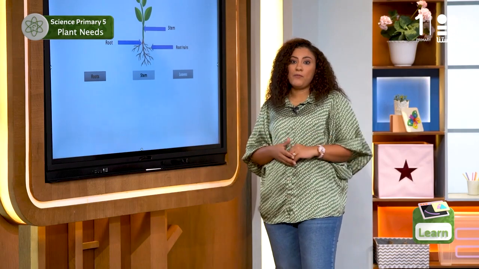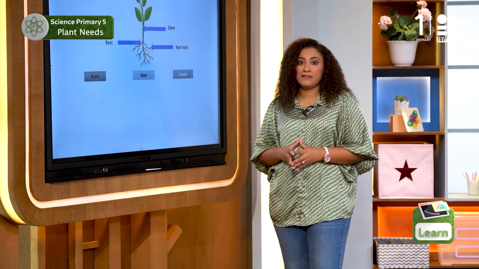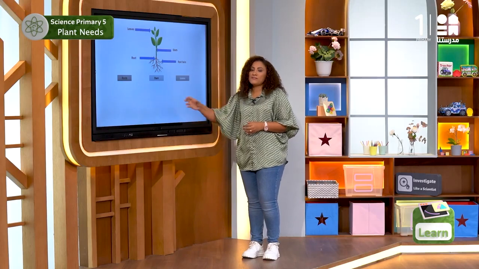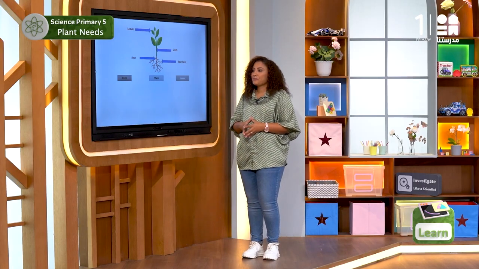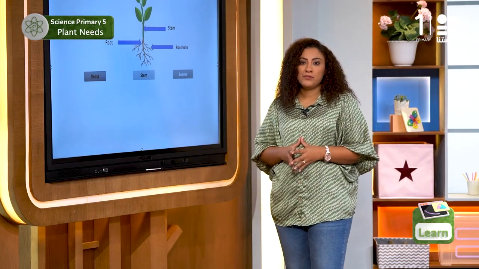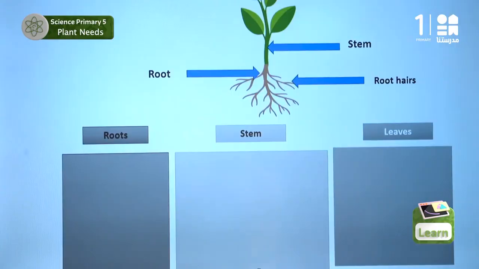Do you remember our model that we have drawn at last lesson for the parts of the plant? Let's complete it with some new information about the function of each part. Roots. The roots anchor the plant in the soil. Also, plant roots have hair-like features called root hairs.